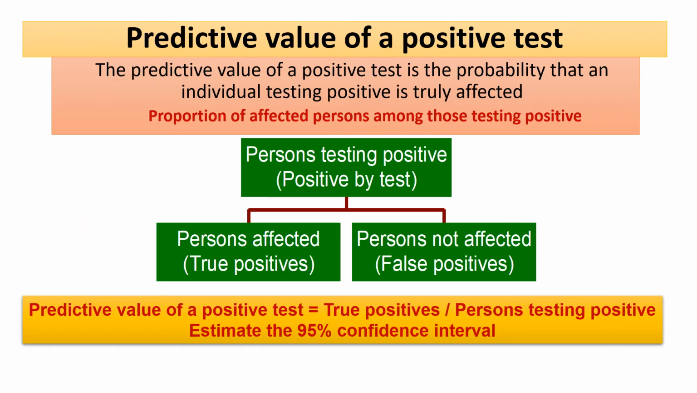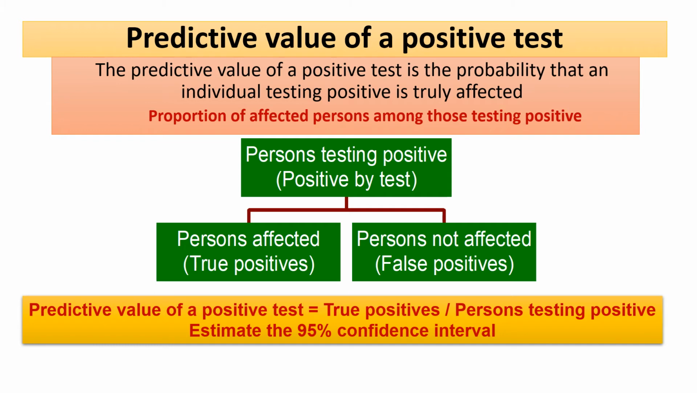In this slide, I want to talk about the predictive value of a positive test. The predictive value of a positive test is the probability that an individual testing positive is truly affected. In other words, it's the proportion of affected persons among those testing positive. In this case also, we can divide the persons testing positive in two parts. The first part is persons affected, or true positives, and the second part is persons not affected, or false positives.